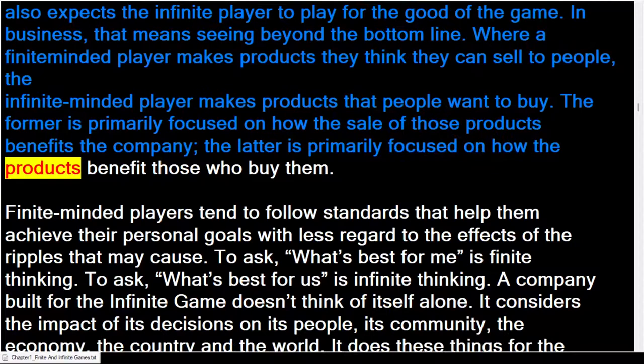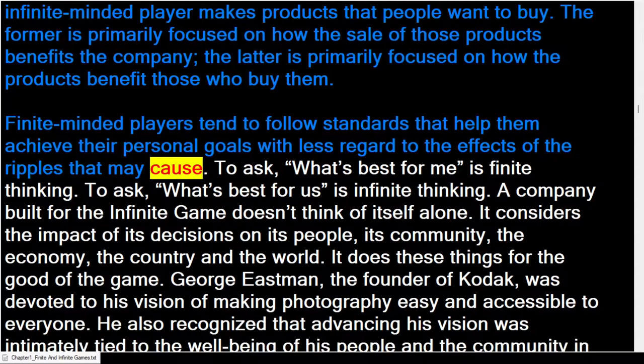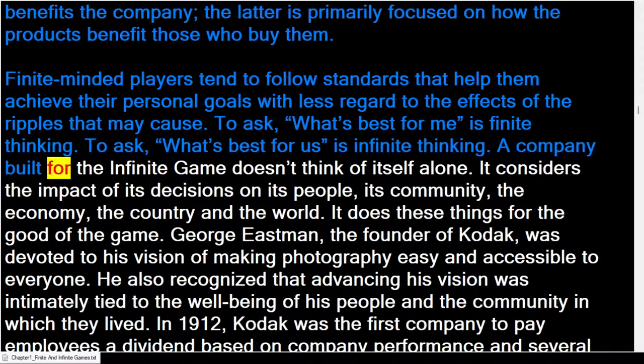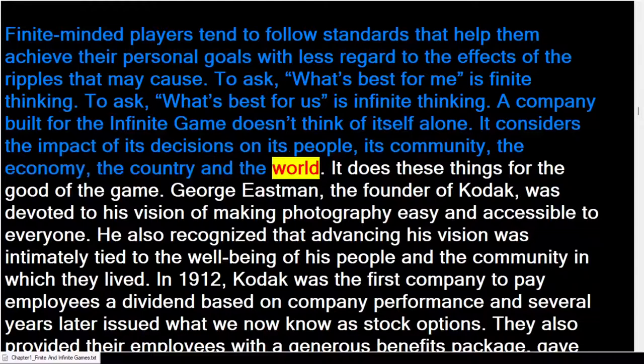Finite-minded players tend to follow standards that help them achieve their personal goals with less regard to the effects of the ripples that may cause. To ask, "What's best for me?" is finite thinking. To ask, "What's best for us?" is infinite thinking. A company built for the infinite game doesn't think of itself alone. It considers the impact of its decisions on its people, its community, the economy, the country, and the world. It does these things for the good of the game.